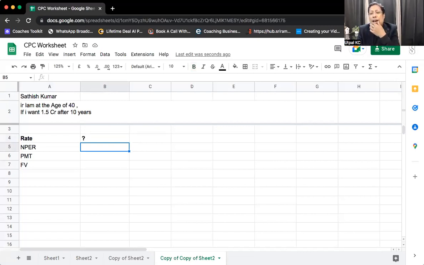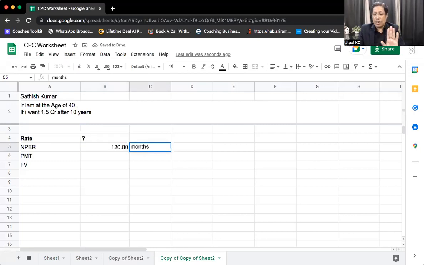So now NPER. What is the NPER here? If you are doing yearly, it will be years, and if you want to do monthly investment, then it will be months. Satish Kumar, you say 120 months. Okay, beautiful. So 120 months. I'm writing it as months, so there is no confusion. So every month.